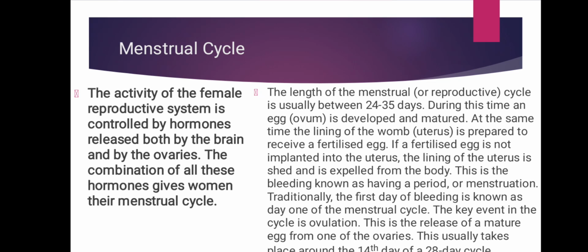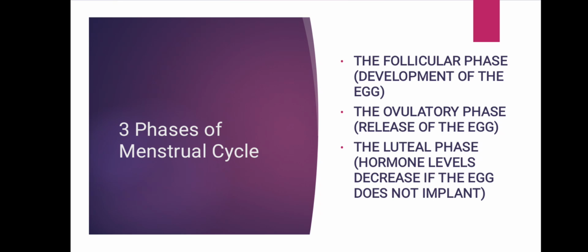The key event in the cycle is ovulation. This is the release of a matured egg from one of the ovaries. This usually takes place around the 14th day of a 28-day cycle. So these are the 3 phases of the menstrual cycle. First is the follicular phase or the development of the egg. Next is the ovulatory phase or the release of the egg. And lastly, the luteal phase, when hormone levels decrease if the egg does not implant.